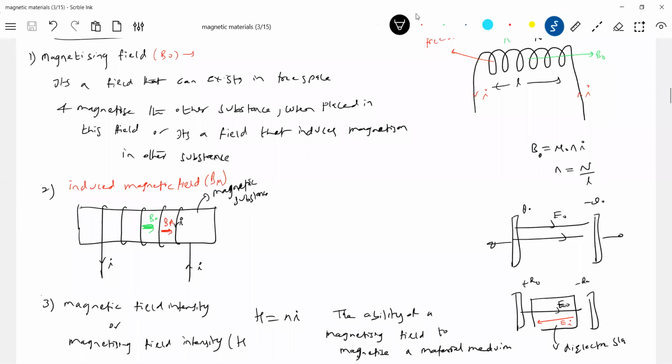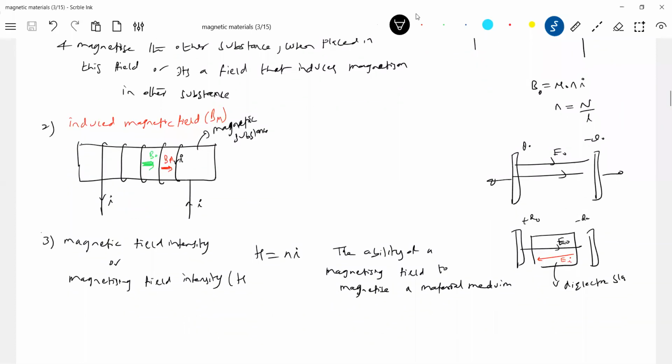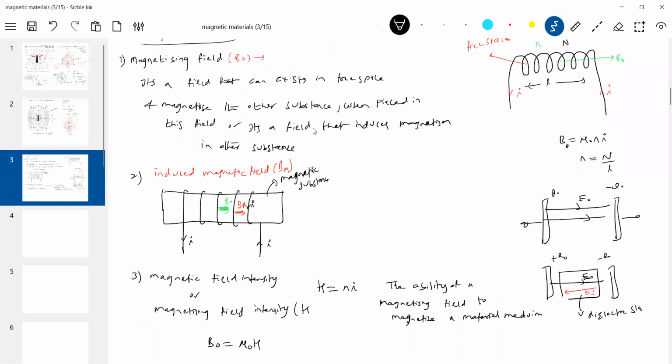So what is B naught now, you can write. What is the relationship? B naught is equal to mu naught into H. That is the relation between B naught and H. And if you look at all the higher electrodynamics books, they don't go for B naught. The H is what matters here. In all the applications we discuss H only, not B naught. These are the two terms related to the magnetizing field only.